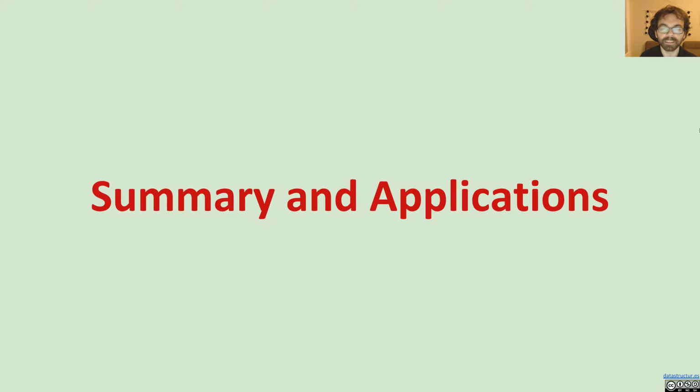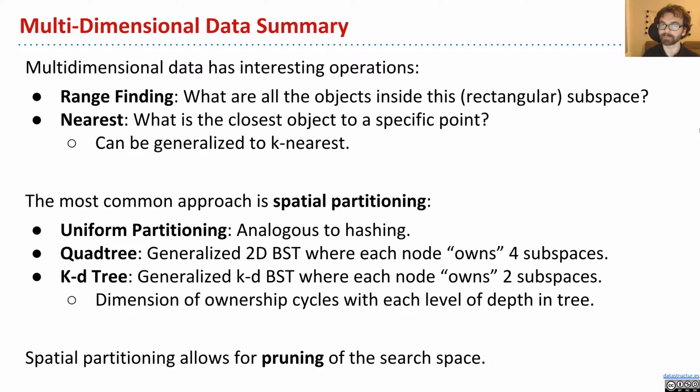To wrap up today, let's think about what we achieved from a data structure point of view, and then I'll tell you why you should care. So multidimensional data, there are interesting operations you can do on it, like what are all the objects inside this subspace, often rectangular. There's the nearest operation where you can say what is the closest object to a specific point, and you can generalize that to k nearest.